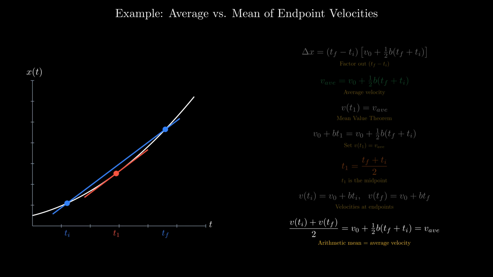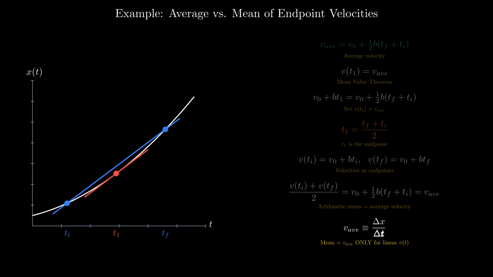Here is the key distinction. The arithmetic mean of the endpoint velocities equals the average velocity in this case. But this holds only because v of t is linear in t. For any nonlinear velocity function, the arithmetic mean of the endpoint velocities will not match the true average velocity. These are fundamentally different concepts that coincide only in the linear case. From here on, average velocity means one thing: displacement divided by time interval.